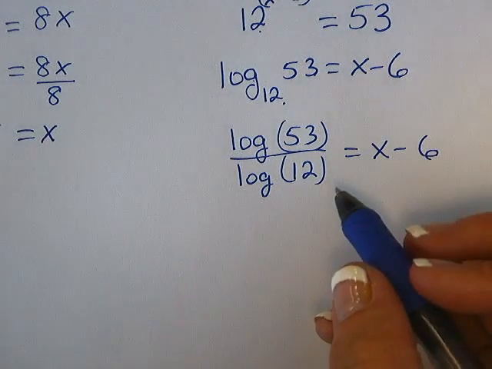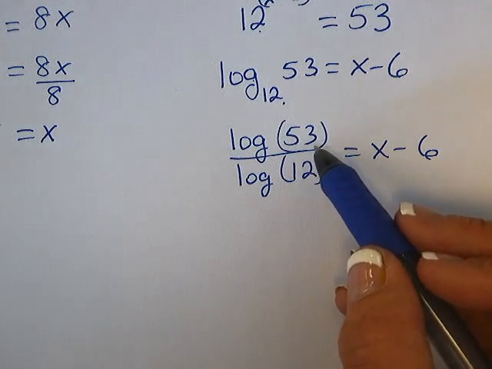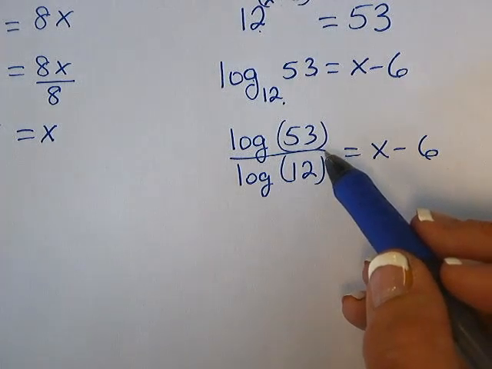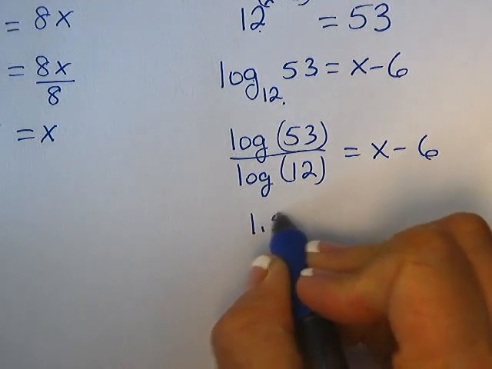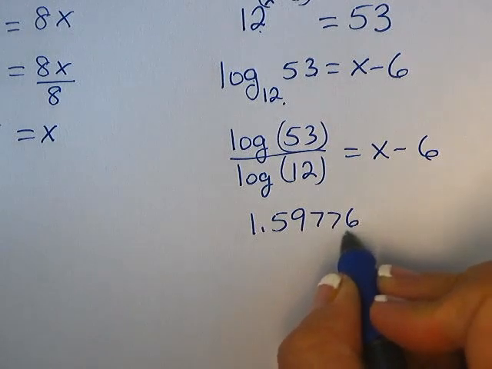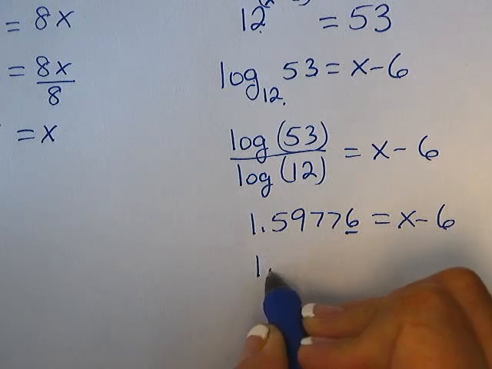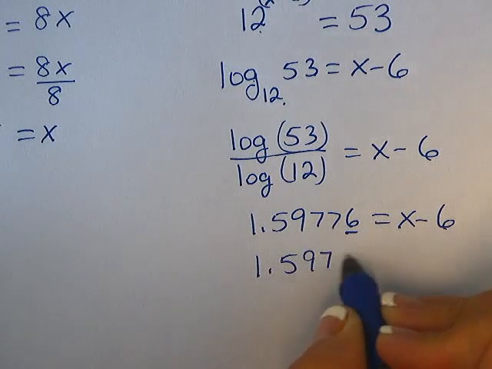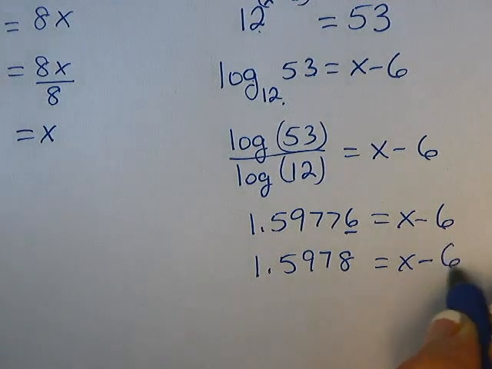Now when I plug this into the calculator, log of 53, close parentheses, divided by log of 12, close parentheses, I get 1.59776. That's going to force me to round it up. So this will become 1.5978 is equal to x minus 6.